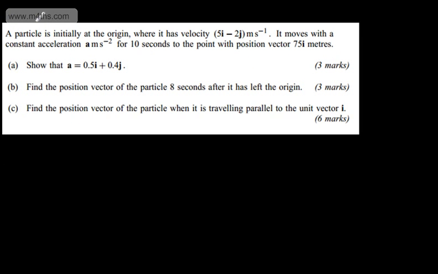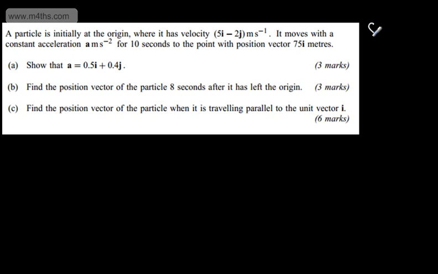Okay, in the next one, we're told a particle is initially at the origin where it has velocity 5I minus 2J meters per second. It moves with a constant acceleration A meters per second squared for 10 seconds to the point with position vector 75I meters. In part A for 3 marks, we need to show that A is 0.5I plus 0.4J.